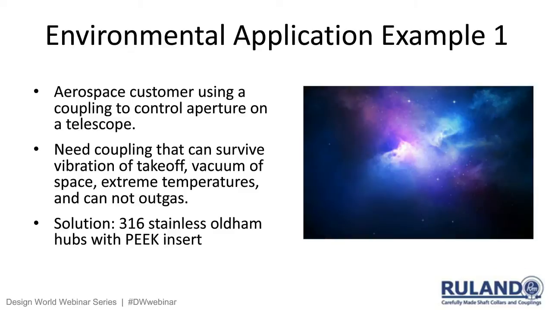Example number one, aerospace customer using a coupling to control aperture on a telescope. Need a coupling that can survive vibration of takeoff, vacuum of space, extreme temps, and cannot outgas. And again, our solution for this application was an Oldham coupling with stainless hubs and a PEEK insert, which is a special material, if you will, that we use on our Oldham couplings that has extreme temp capability and does not outgas.